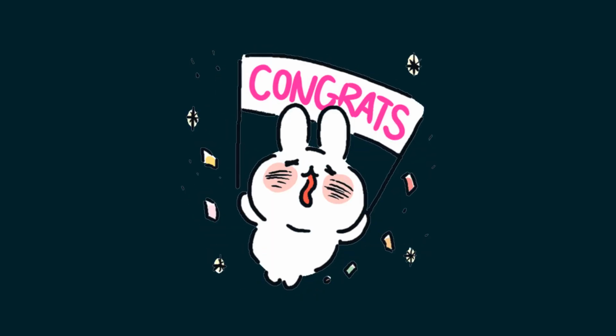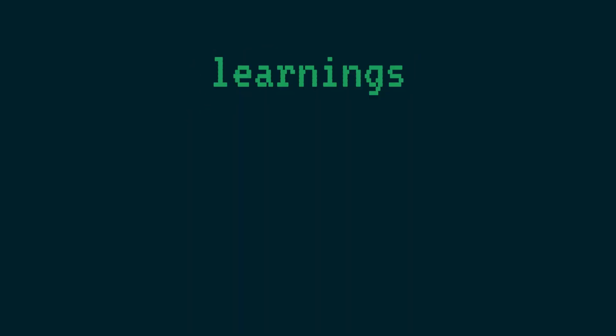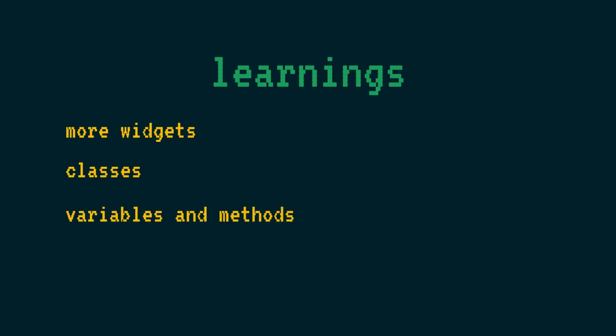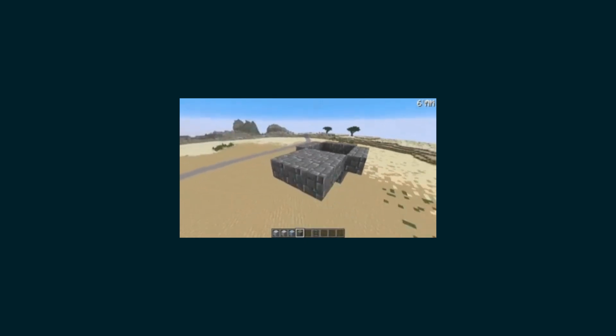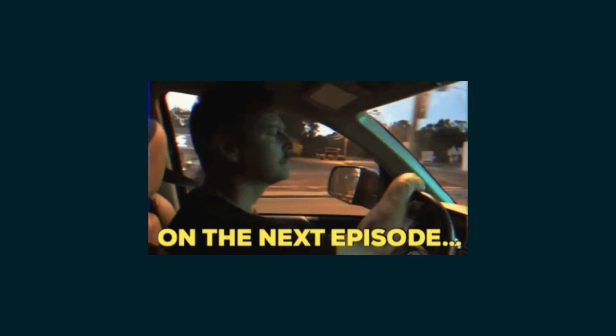Congratulations, you just built a fully functional stopwatch. Today you learned how to use stateful widgets, organize code into classes, use variables and methods inside the state class, and understand reactivity with setState. These are foundational skills for any Flutter developer. In the next video, we'll explore more complex state management and how to handle multiple widgets updating together.